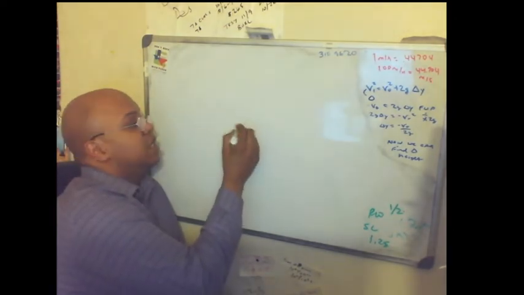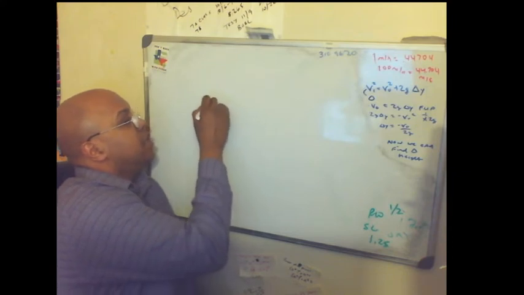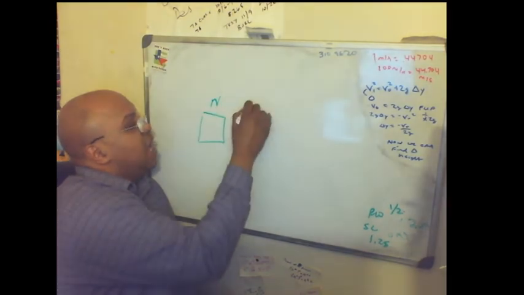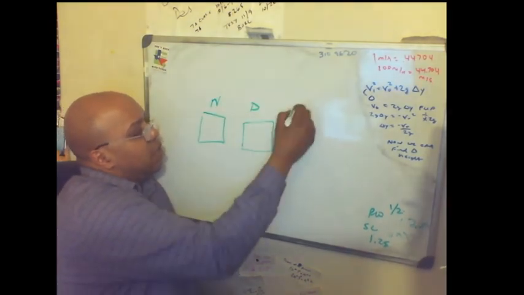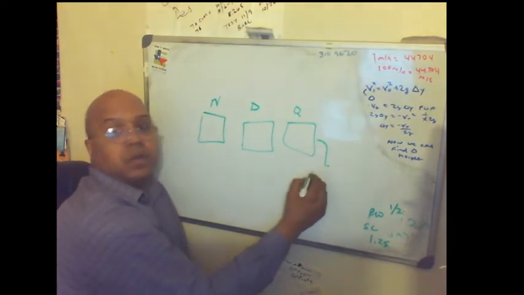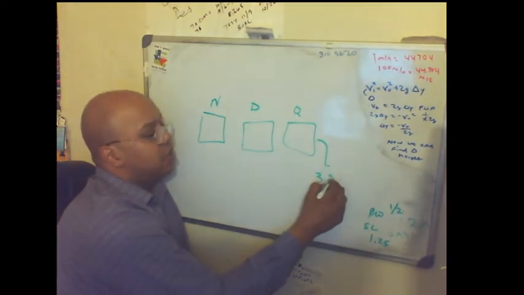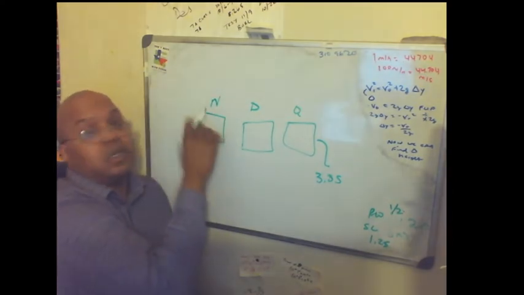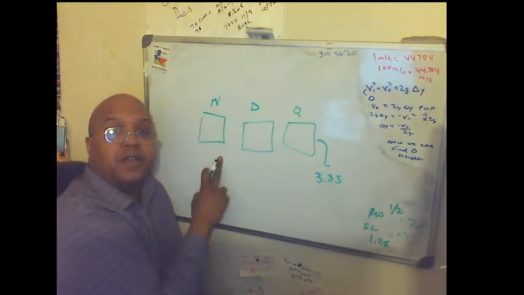2 more nickels than dimes. Alright, so we have nickels, we have dimes, and we have quarters. And they're all going to equal $3.35. So what do we know? We have 2 more nickels than dimes.